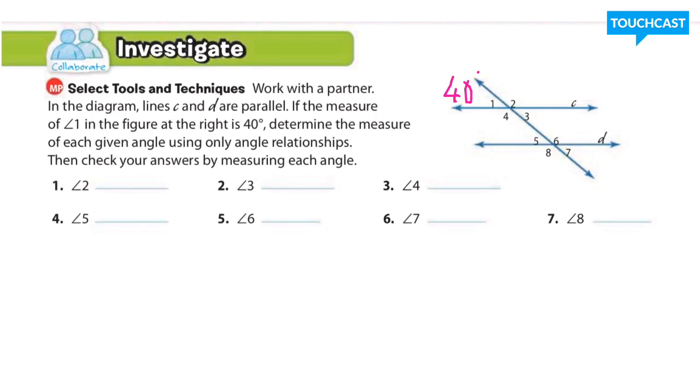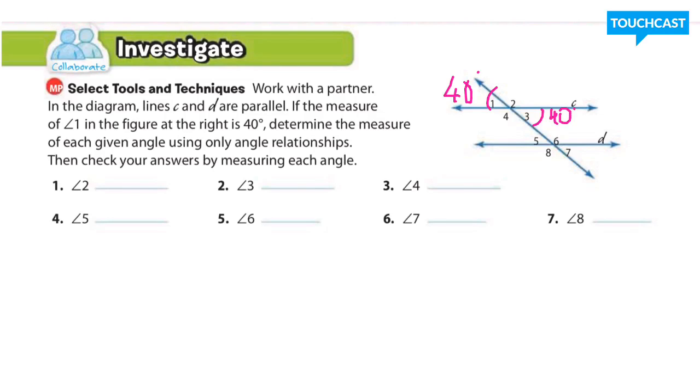Right now, I am just focused on talking about the transversal, which means that there's a line intersecting two lines that are parallel, which we have displayed here. So we're going to use some of the rules that we know about. So first of all, angle 1. Angle 1 and angle 3 have a relationship. Those are what we call vertical angles. So if angle 1 is 40 degrees, that means that angle 3 is also 40 degrees.